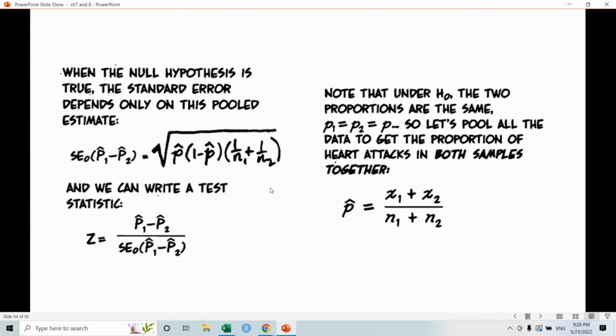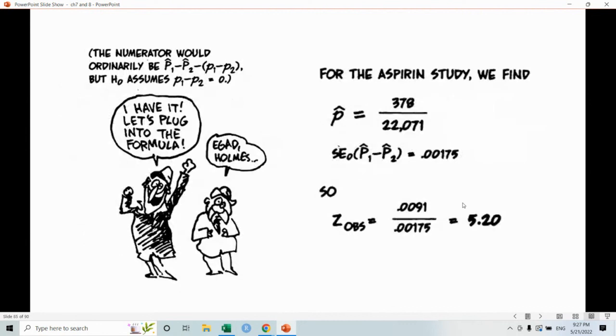So now note that under H0, the two proportions are the same. So let's pool all the data to get the proportion of heart attacks in both samples. The numerator would ordinarily be p hat 1 minus p hat 2 minus (p1 minus p2), but the null assumes that that difference is 0, so we can just drop that from it. So it makes it a little easier.